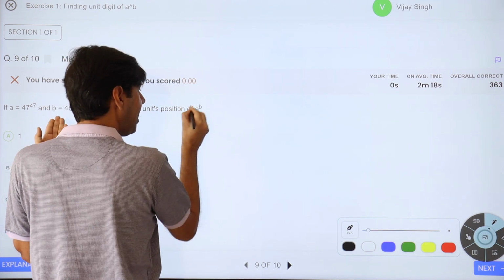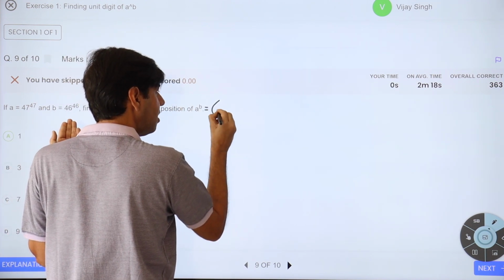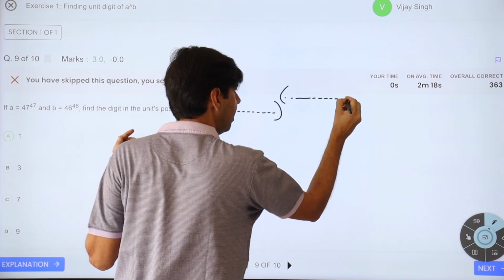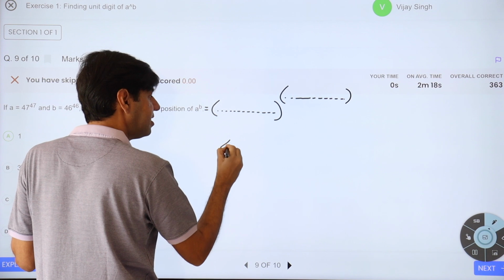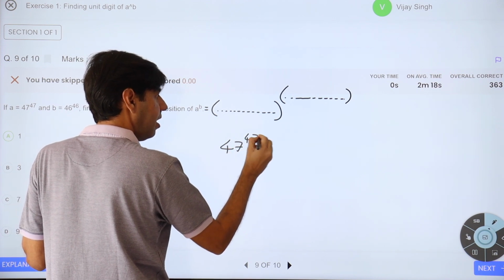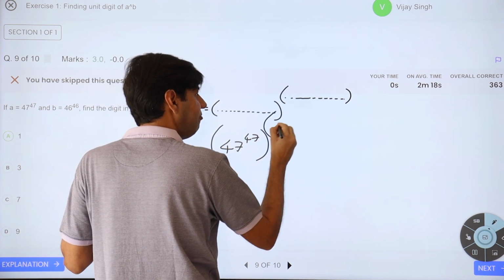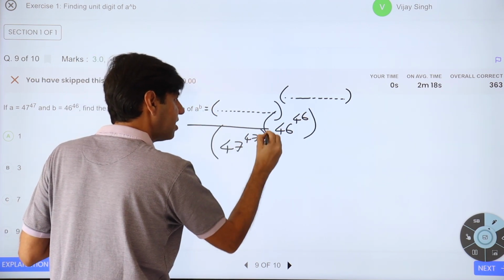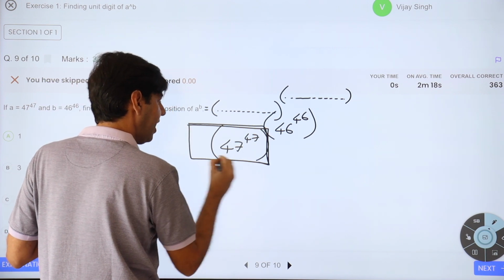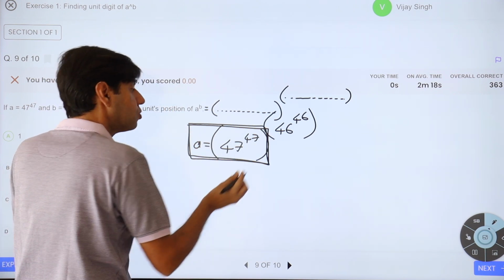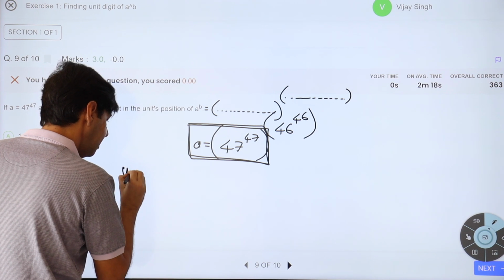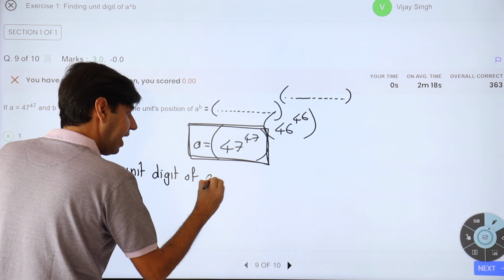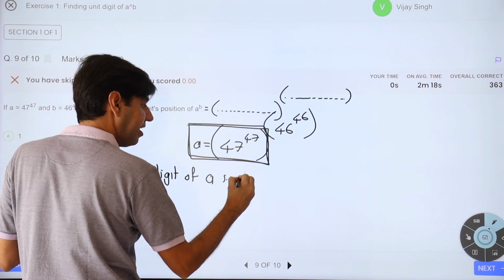What I'm saying is A raised to B, you need to understand, is a long number. Some long number raised to another long number. It's just that the way these are written is different. This thing raised to 46 raised to 46. So basically this box is your A. So if you go back to the original slide, this is your A. So I am going to be interested in what is the unit digit of A. And A itself is 47 raised to 47.